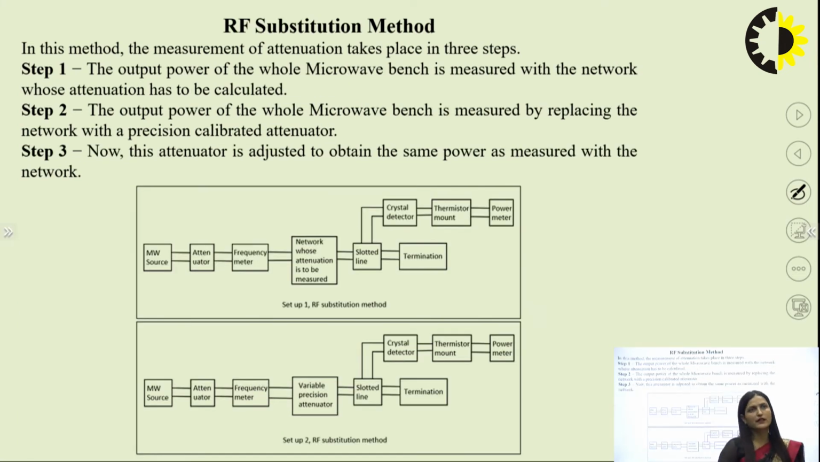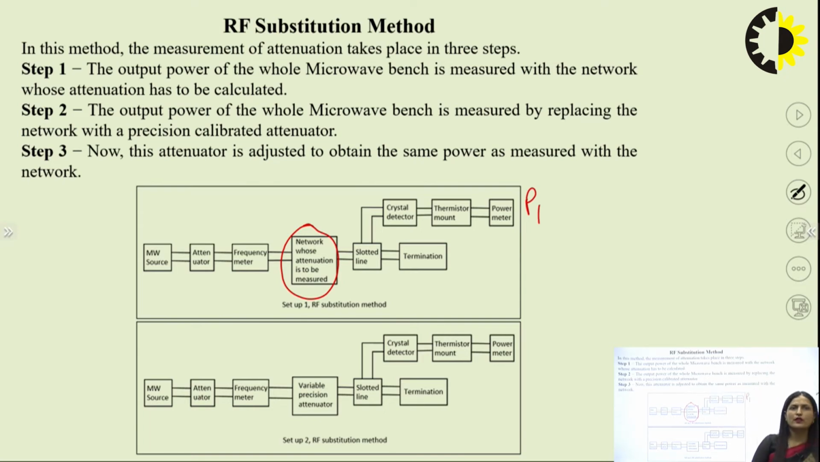Next method is the RF substitution method. So again, the microwave test bench setup is here. It is done in 3 steps. First step, output power of the microwave test bench is measured with the network whose attenuation has to be calculated. So see here, this is the network or device whose attenuation we want to measure. So we will calculate the power by using this P1.